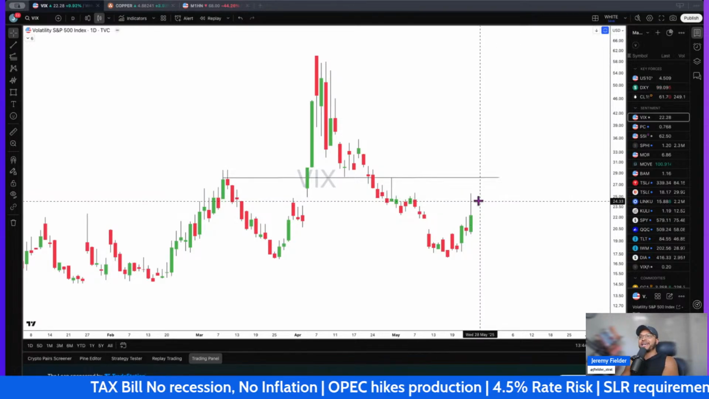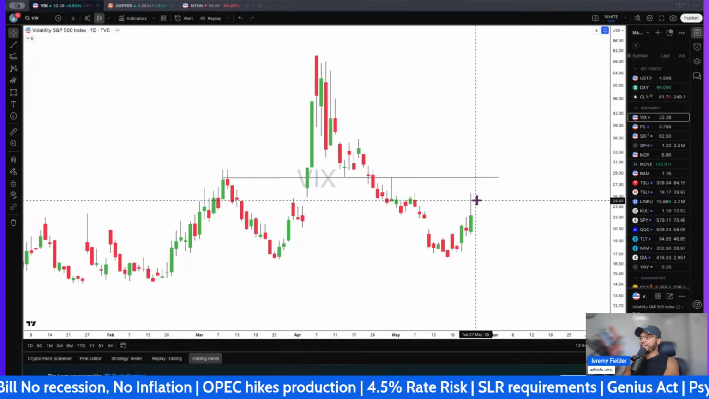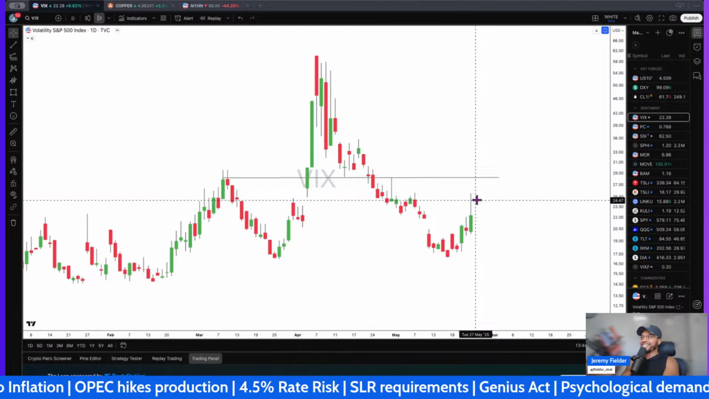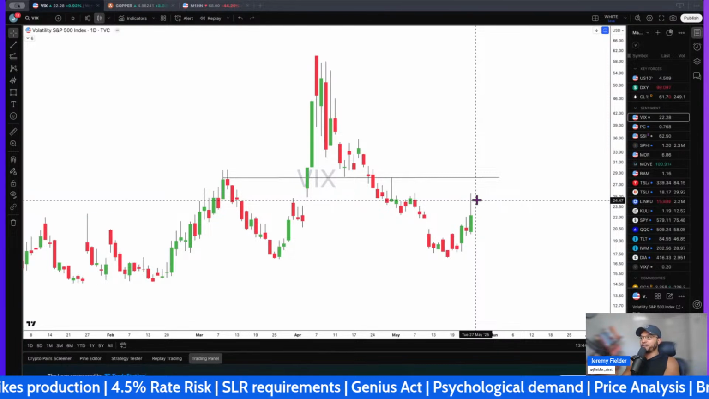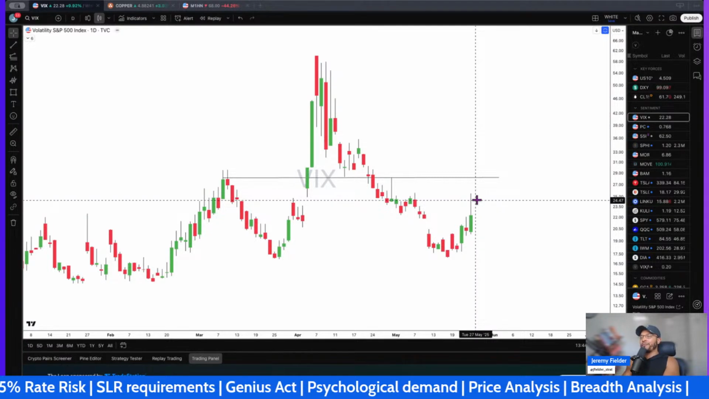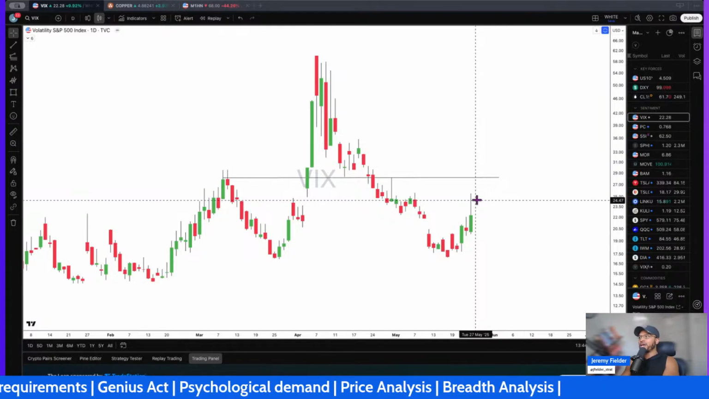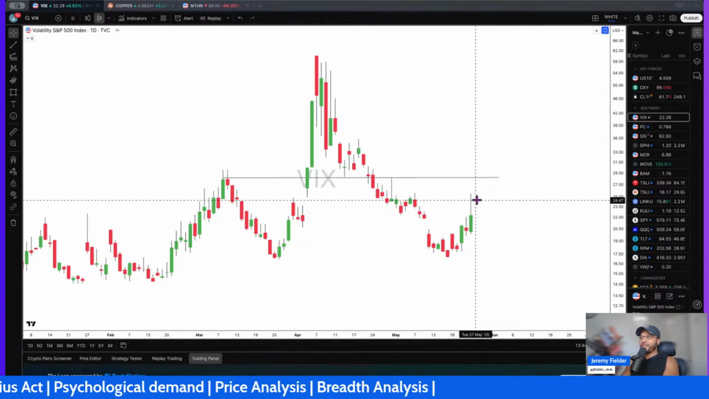Number 1 is the SLR reserve. I think I have it down there. So we have the tax bill, no recession. That tax bill is a big rocket ship fuel for growth. Okay. But that's why the bond market is flipping out. And you have this 4.5% rate risk.